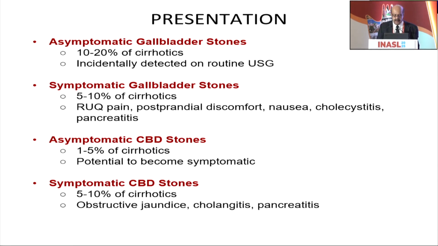It can be asymptomatic gallstones, 10 to 20% of the cirrhotics have it, incidental detection on ultrasound. Then symptomatic gallbladder stones, again 5 to 10% of cirrhotics. They present with right upper quadrant pain, evidence of cholecystitis, evidence of gallstone pancreatitis. Asymptomatic CBD stones, 1 to 5% of cirrhotics, and symptomatic CBD stones presenting as obstructive jaundice, cholangitis, and pancreatitis.